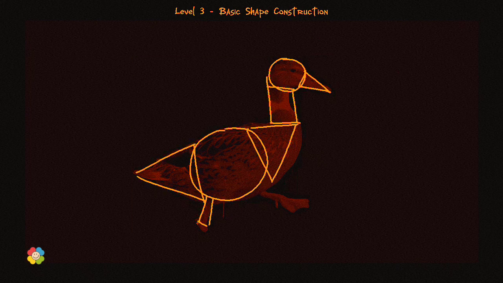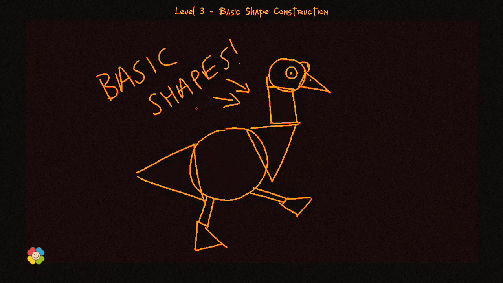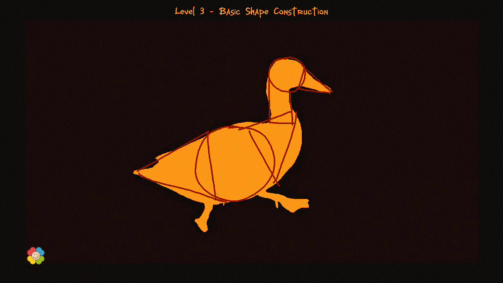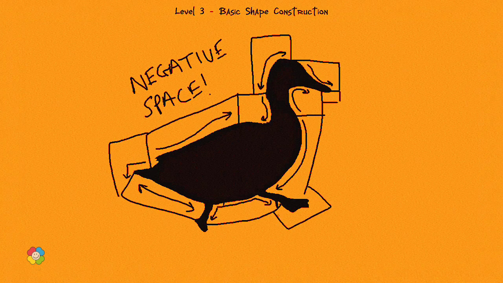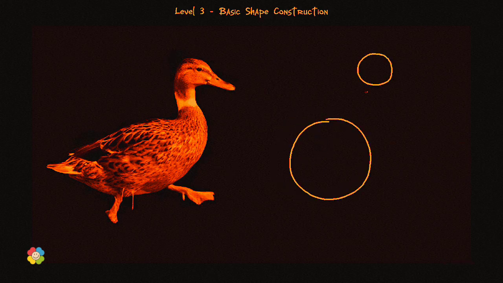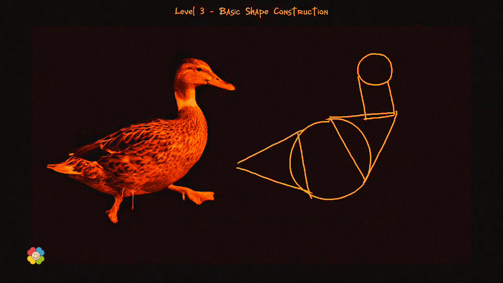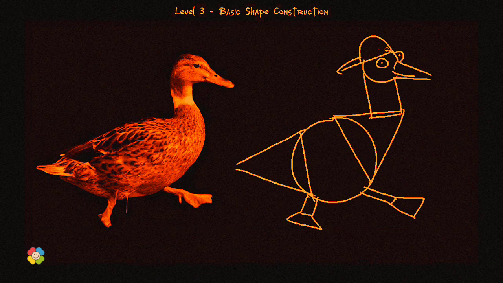Divide the duck into shapes, basic shapes rather. I don't even know why I chose a duck for this demonstration. And also pay attention to the negative space, the shapes all around the duck. Now practice this on a separate sheet by observing the duck.